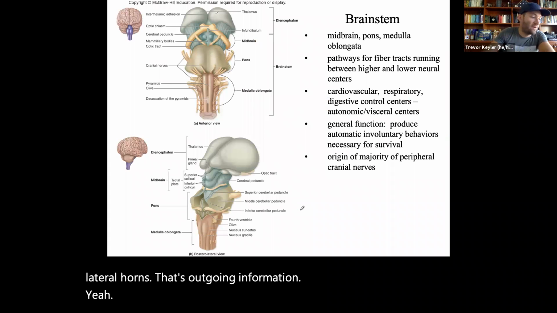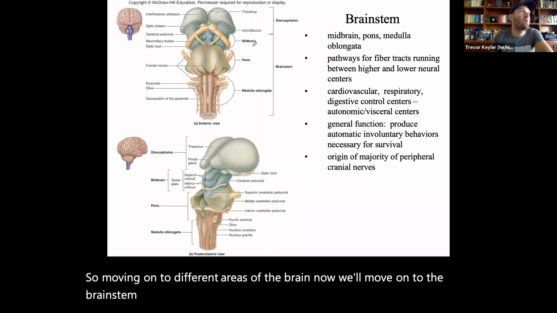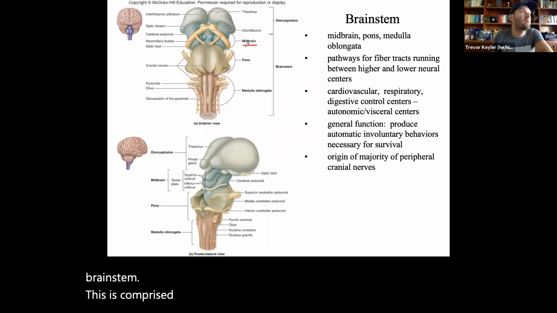So moving on to different areas of the brain now, we'll move on to the brainstem. And this is comprised of the midbrain, the pons, and the infamous medulla oblongata.